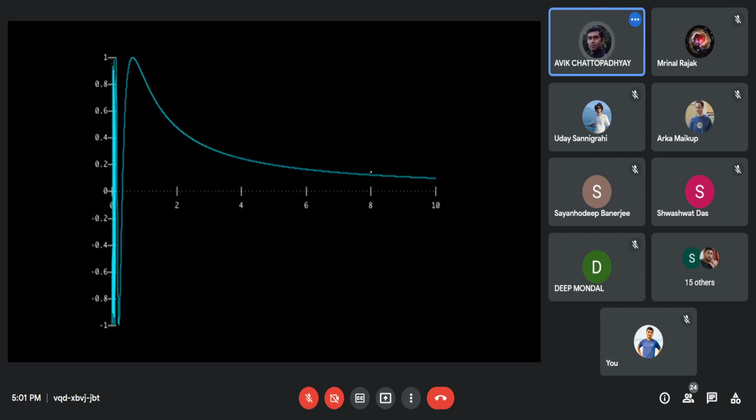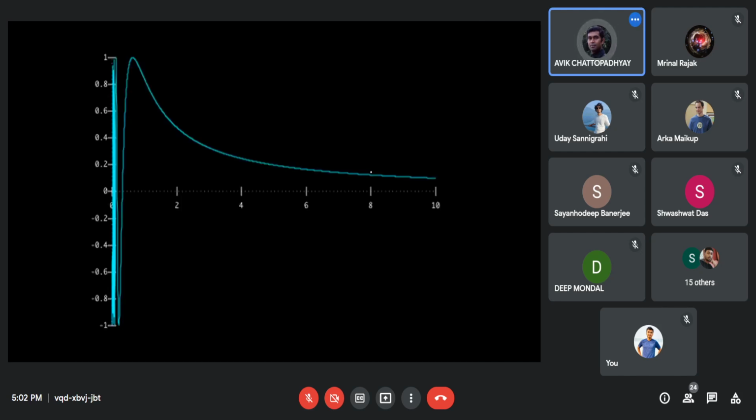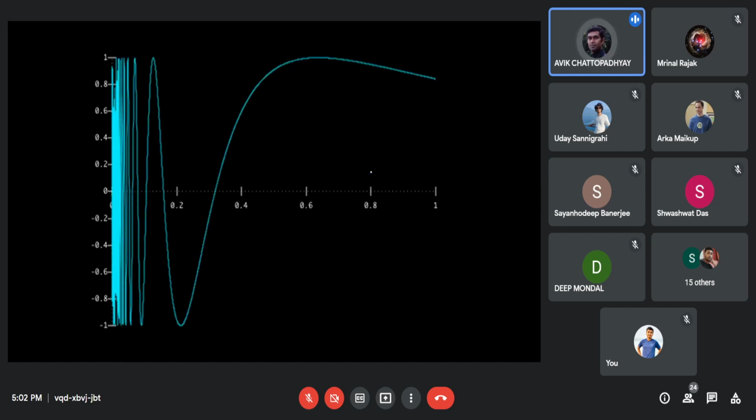The second 0 that it will cross or meet with, of course, is when 1 by x equals n pi or k pi, whatever. So if 1 by x equals k pi, then obviously x equals 1 by k pi. Now, if k equals 1, then it is 1 by pi. So what is the value of 1 by pi?